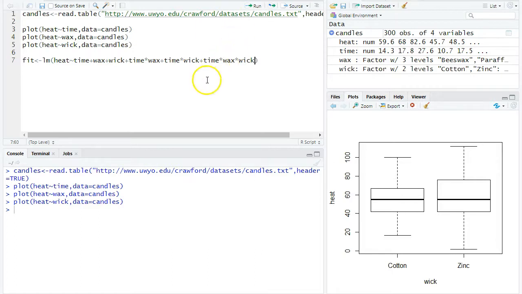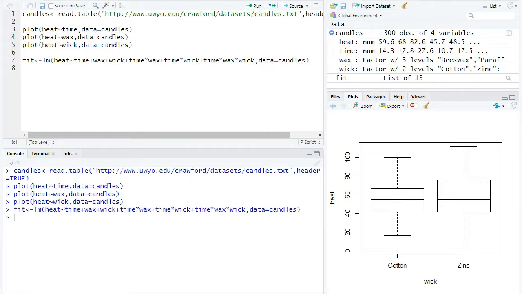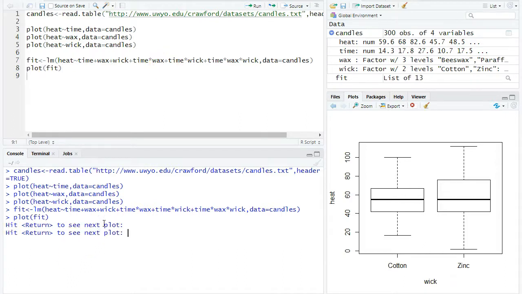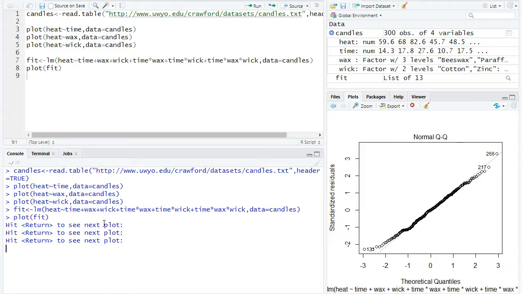Why do I need this term in there? This is what's going to allow the different slopes specifically for those inside groups like I was showing you on the board earlier. This is going to say I want every possible way that these variables could be affecting each other. How do my residuals look? They look really nice.